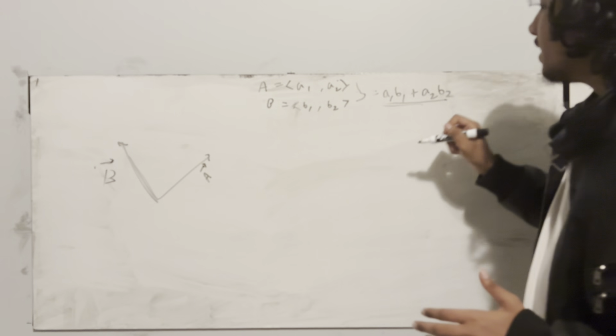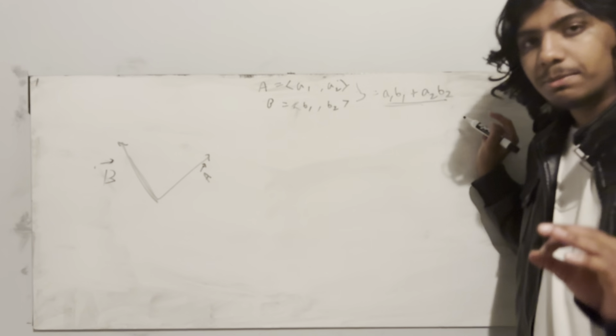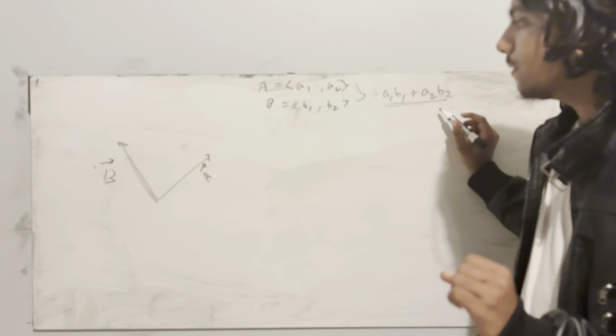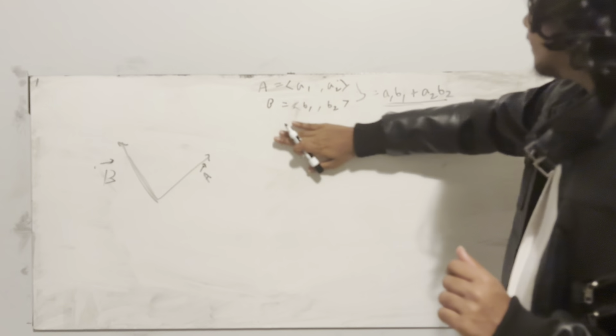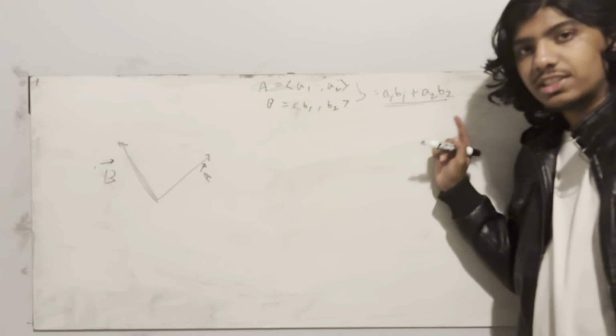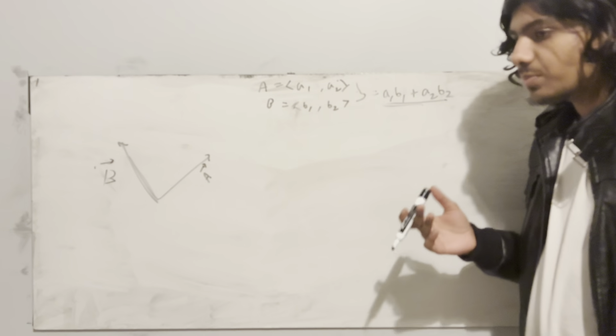You just multiply each component and you add everything up. Remember, this is a scalar quantity, right? So if you want a dot product of two vectors, you're finding this. You're just multiplying each component and adding everything up.